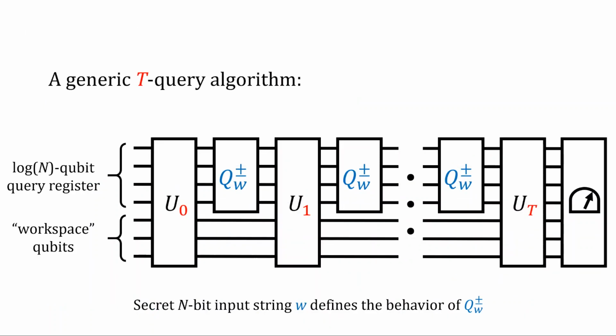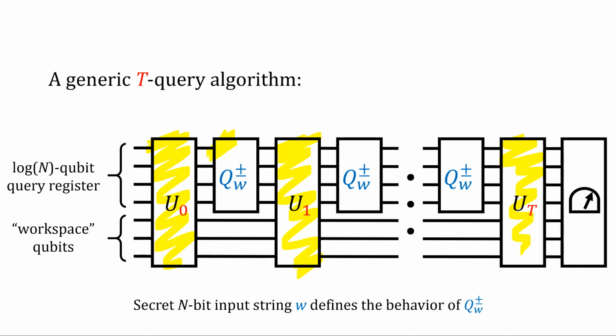So let me just remind you about the thing we're up against. This is a picture of sort of a generic T-query quantum algorithm. And you see, here are the pieces of it. So on one hand, you're allowed to have unitary gates, as you always are. And since we don't really care about how many gates you use, we can just stick them all together into one gigantic unitary, because we're not concerned about that cost.